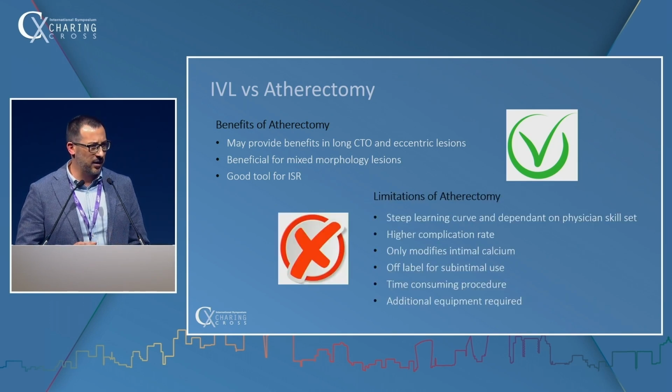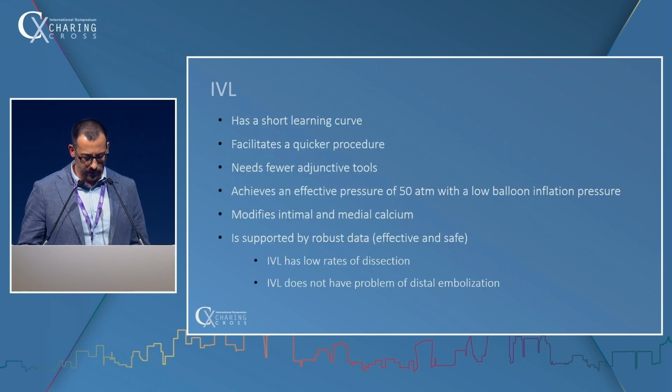But atherectomy has several limitations. It has a steep learning curve, higher complication rate, and only modifies intimal calcium. We cannot use it in subintimal approaches, at least on label. It's a time-consuming procedure, and we require additional equipment. Whereas IVL has a short learning curve, facilitates a quicker procedure, needs fewer adjunctive tools, modifies intimal and subintimal medial calcium, and is supported by robust data.